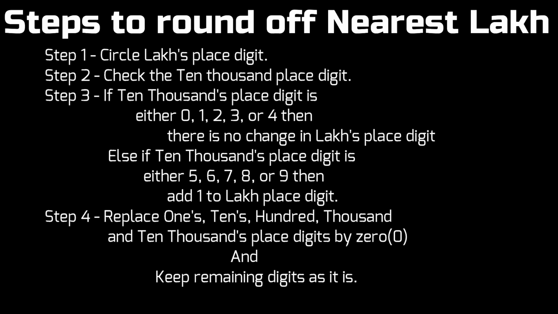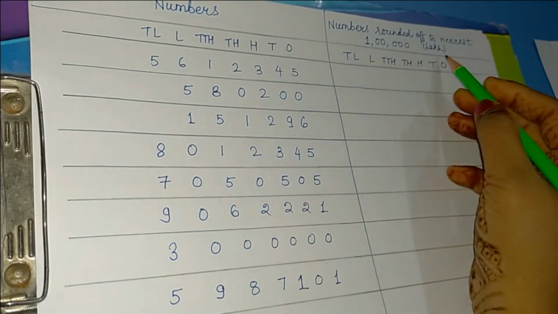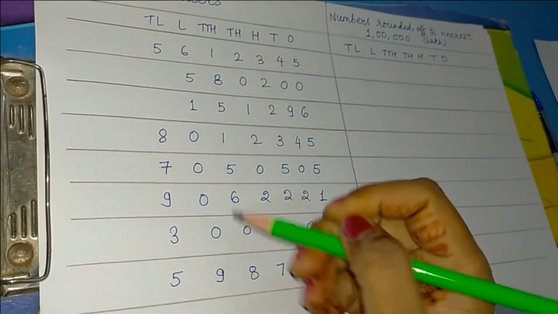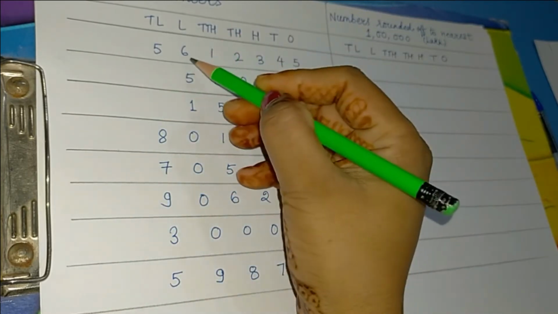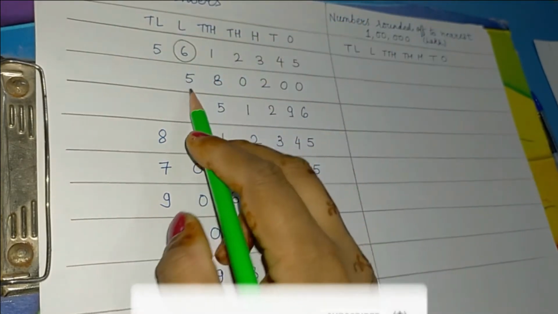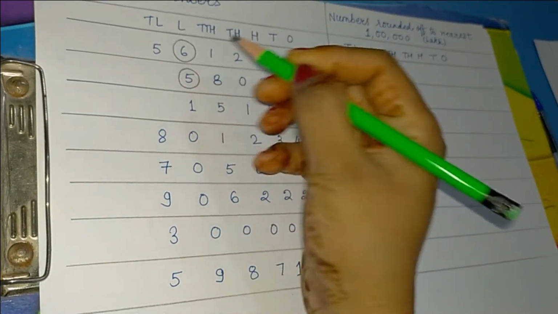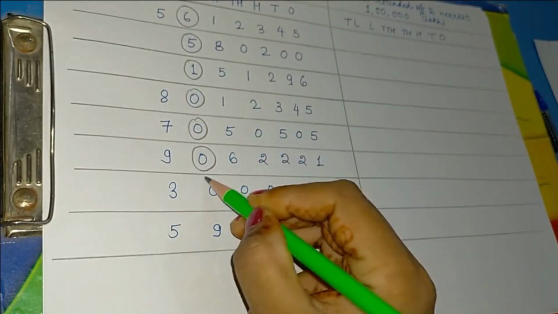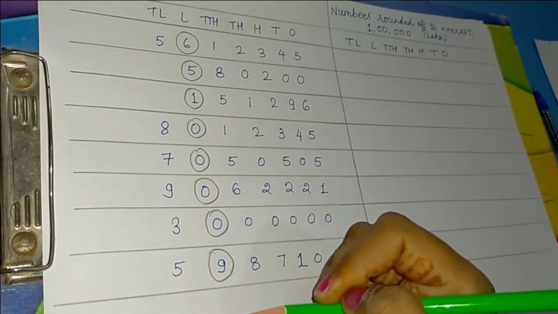Let's round off some numbers to the nearest lakh. Here are the numbers which we are going to round off to the nearest lakh. So according to step 1, we are going to circle all the digits present at the lakh position. Here is our first number, that is 56 lakh 12,345, and here 6 is present at the lakh position. So we are going to circle this 6 here. In our second number, we have 5 present at the lakh position. So again we are going to circle this 5, then 1, then 0, 0, 0, 0 and here 9. So here we circled all the digits present at the lakh position.